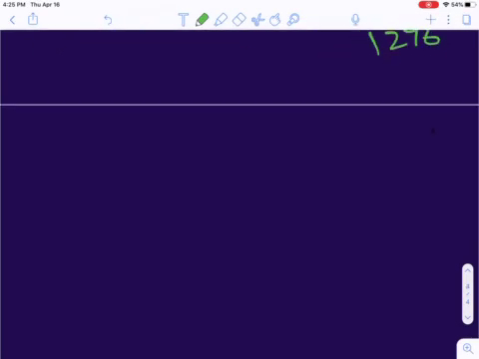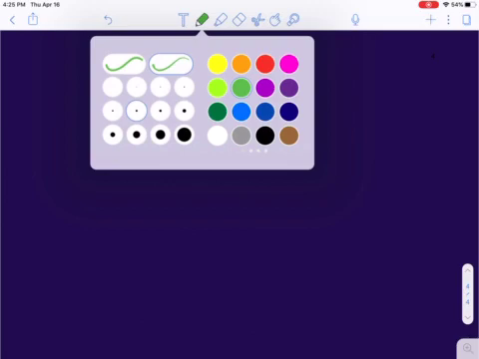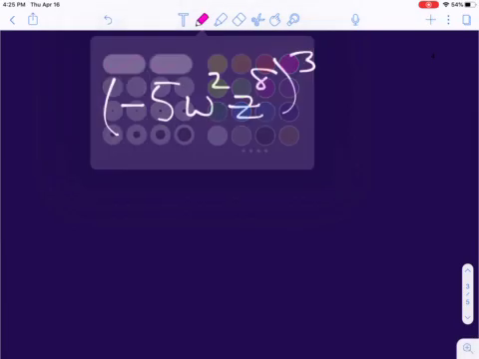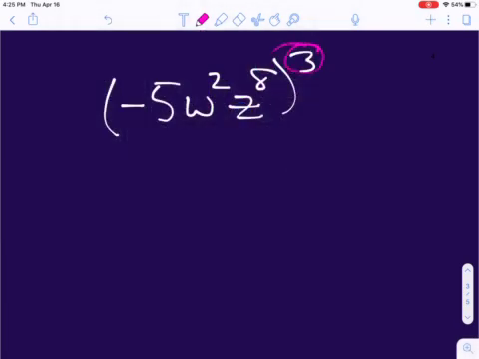All right, one more example, and then we'll be done. So let's go back to my white here, and we've got -5. I know you're going to love that. w squared z to the 8th raised to the 3rd power. So again, we're taking this exponent right here, and we're applying it to all the exponents here. Now remember, -5 doesn't have one, so we're going to assign it 1. All right, literally 1. So let's do that first.